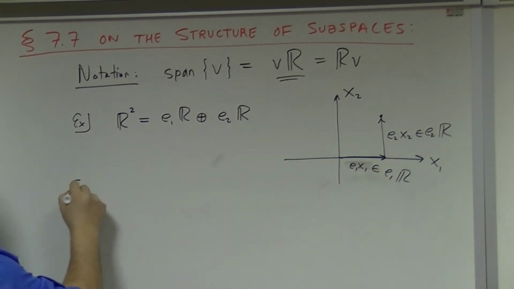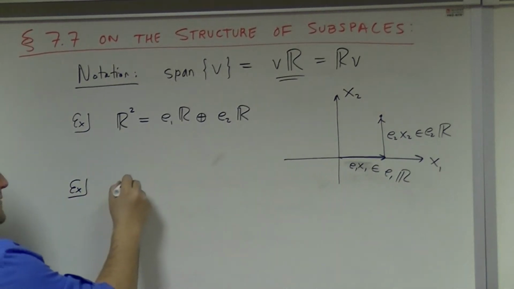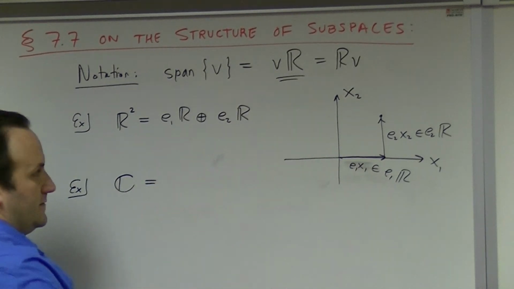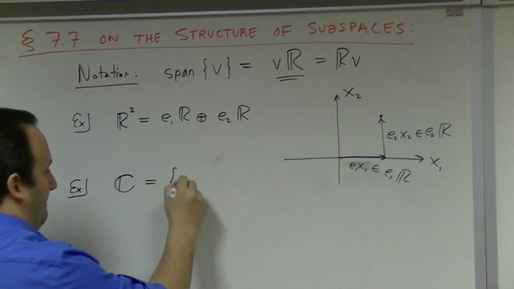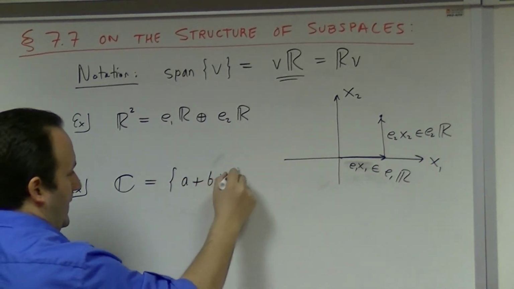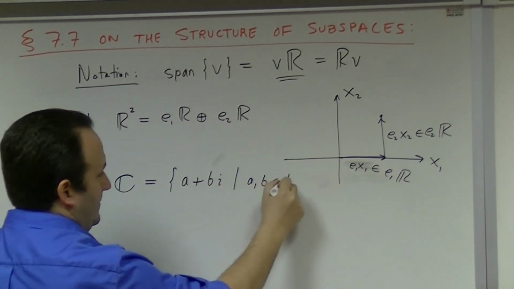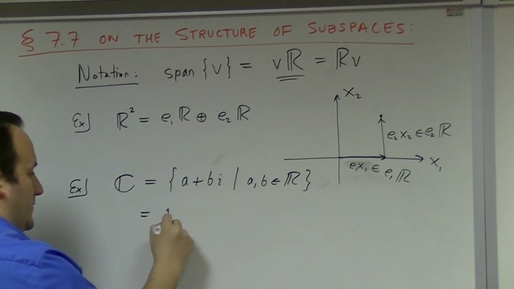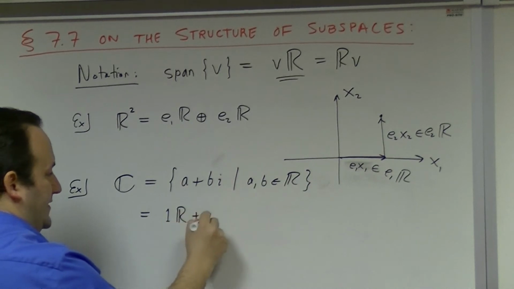Another example: complex numbers. What do complex numbers look like? Something equals a plus bi. A and b are real numbers. So I could rewrite that, in fact, as 1 times the reals plus i times the reals.